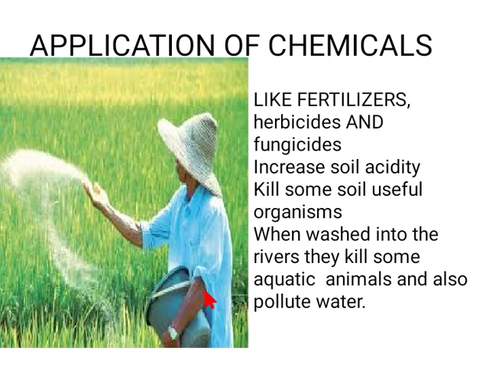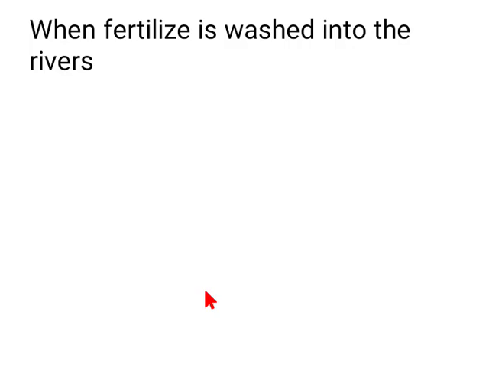And then you have application of chemicals. When you apply chemicals, it will destroy some useful organisms. Let's say you apply pesticides. Pesticide will not only attack pests, it will also attack some useful insects like bees and butterflies, which aid pollination. And when fertilizers are washed into the river, it could lead to what is called eutrophication, and some animals can also be killed as a result of these chemicals.